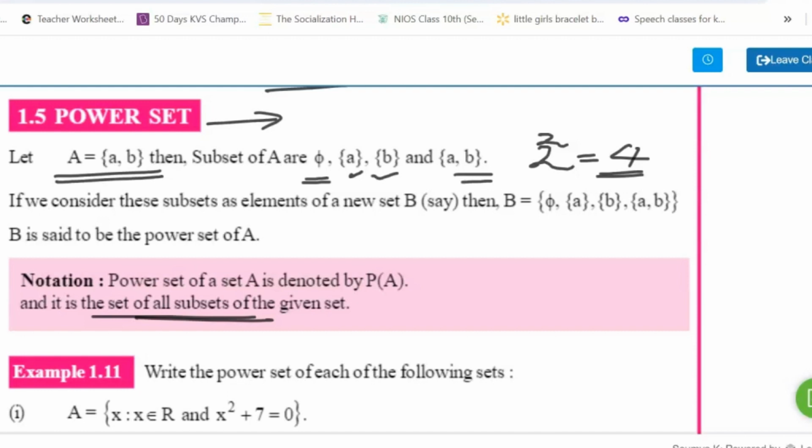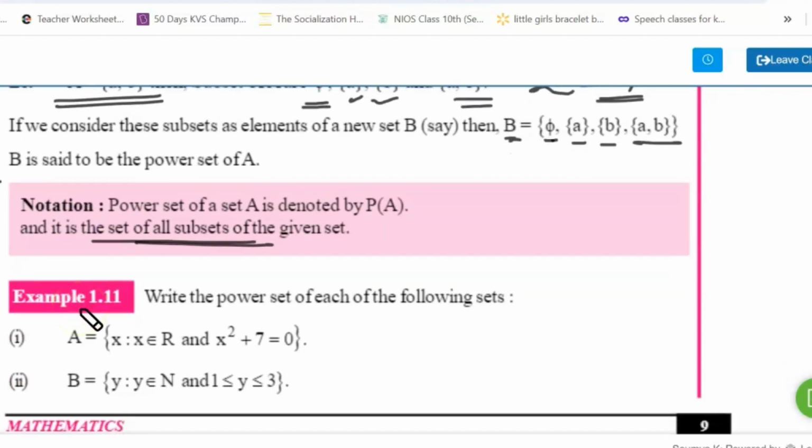Now B is another set which contains the empty set, the original set, the set a and the set b. So everything together again as a set is known as the power set. This is the definition of your power set. Hope you understood. If you have any doubt, please do comment in the comment section. And it is denoted by P of A, power set of A.